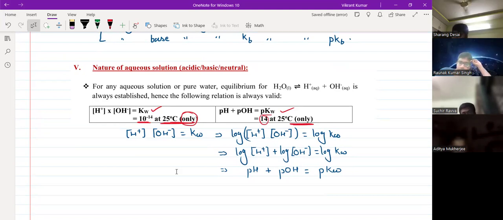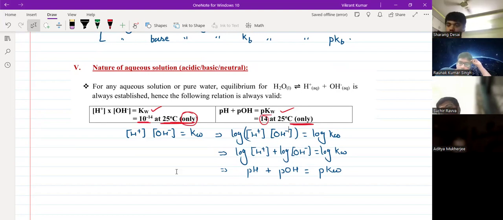If an aqueous solution has H plus more than OH minus, we call it an acidic solution. If an aqueous solution has OH minus more than H plus, then we call it a basic solution. If H plus and OH minus are exactly the same, then either it is pure water or it will be called a neutral solution. So that's why I'm giving you a complete table of this comparison.